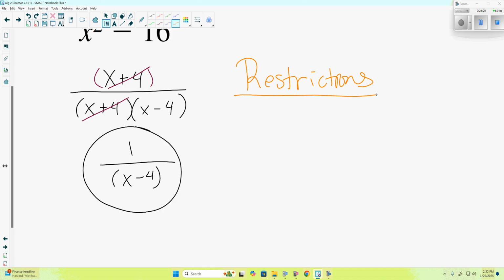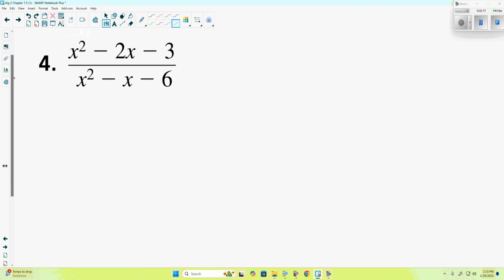Restrictions. So with x plus 4, we would subtract 4, telling us x cannot be negative 4. So x cannot be negative 4 or 4. Questions on this here? Questions on any of this so far? All right. I think this is the last simplifying expression before we start multiplying, yes? We'll do some multiplying today.